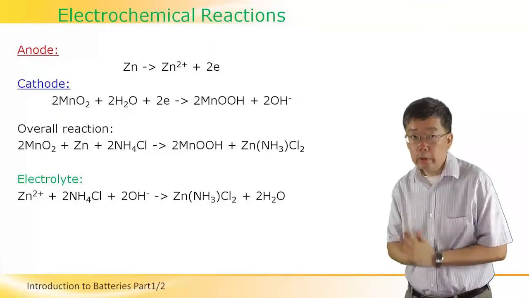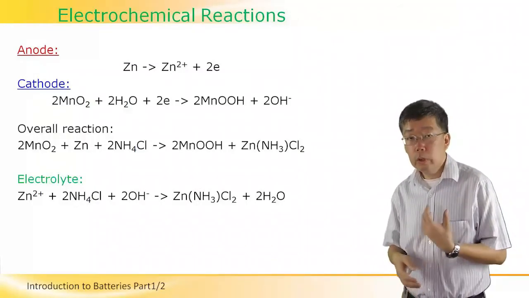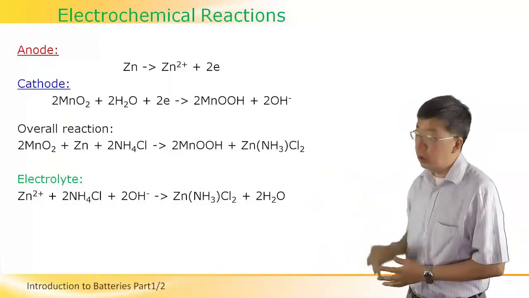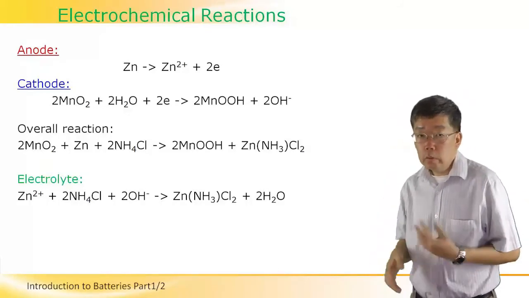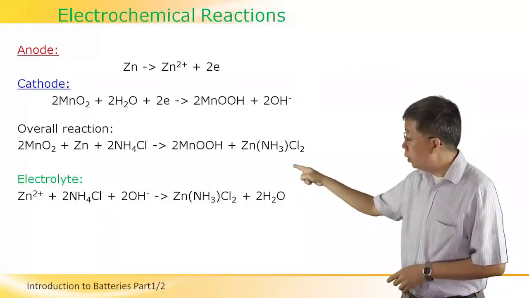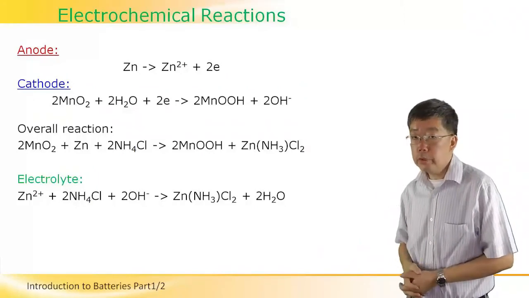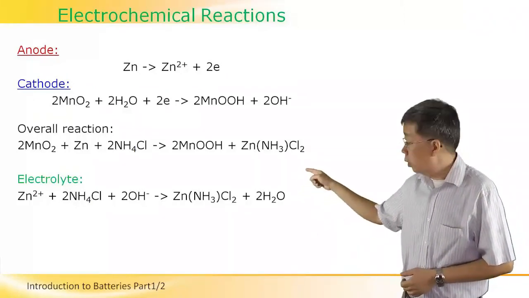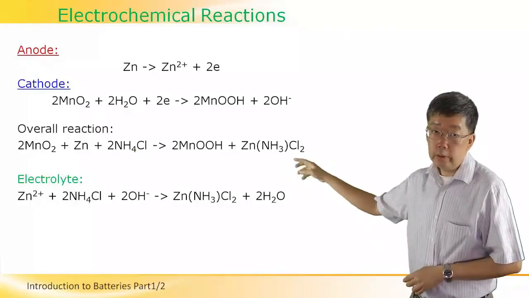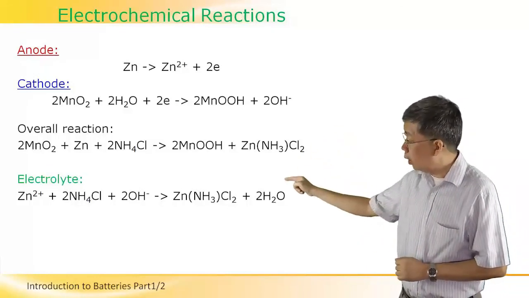One unusual feature of the Leclanche battery is that the electrolyte also participates in the electrochemical reaction, and this is shown by the bottom equation. So what you see here is that the zinc will react with the salt in the electrolyte, or ammonium chloride, and hydroxide ions, to generate zinc ammonium chloride. And you can see the overall reaction on the third line. So this is the complete reaction involving the anode, cathode, and the electrolyte.